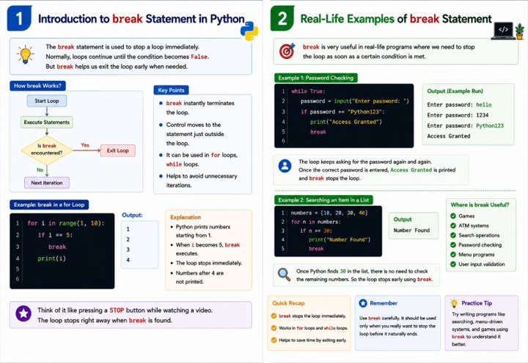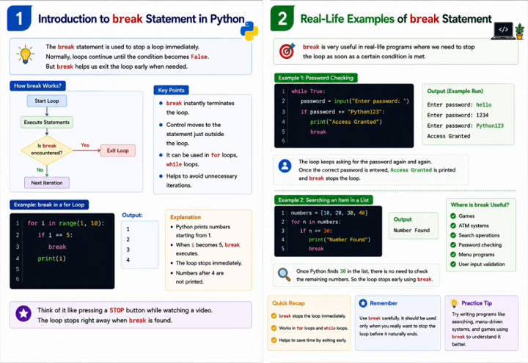Here's what happens. Python starts printing numbers from 1, and when i becomes 5, the break statement executes and the loop stops immediately. So numbers after 4 are not printed. This shows that break helps stop loops whenever needed. Think of it like pressing a stop button while watching a video. So remember, the break statement is equal to exit the loop instantly.